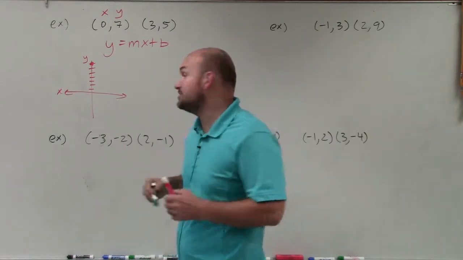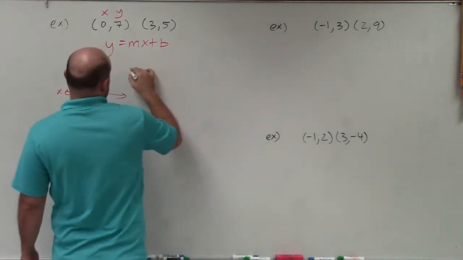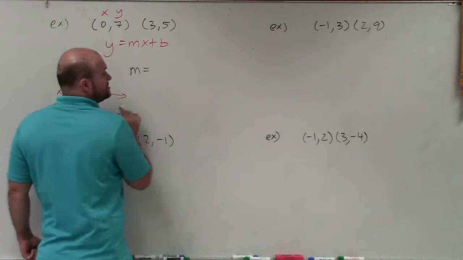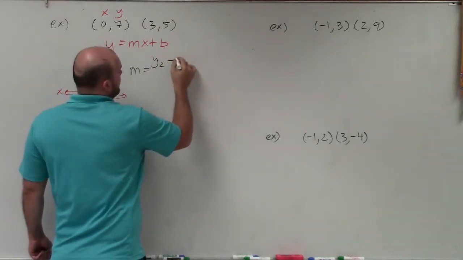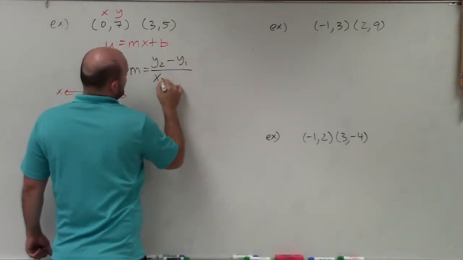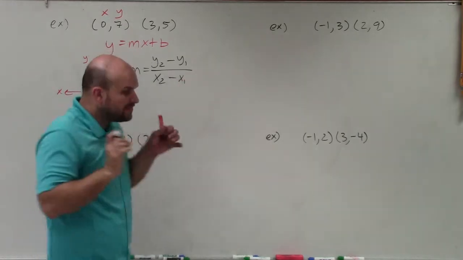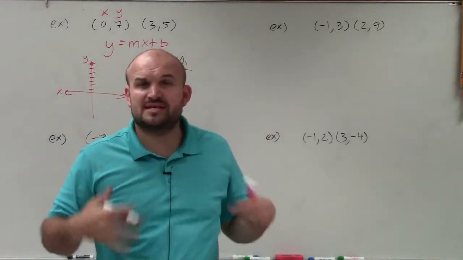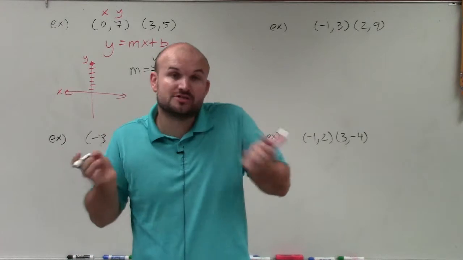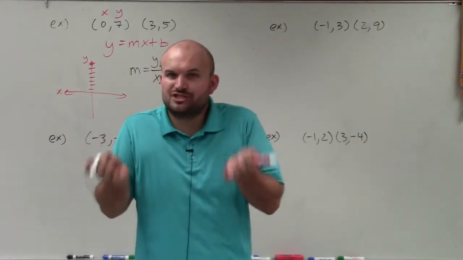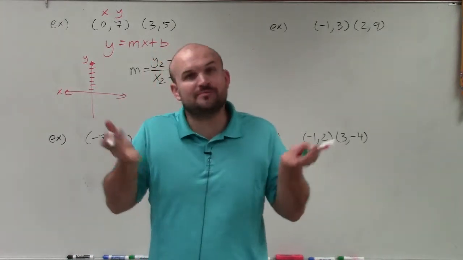So there's a couple different ways to do this. One of the best ways, though, to get started, which you want to make sure you know, is using the slope formula, which is y2 minus y1 over x2 minus x1. Because remember, what does slope represent? Slope represents the change in the y-coordinates over the change in the x-coordinates. What does change mean? Change means the difference. You're going to be subtracting.